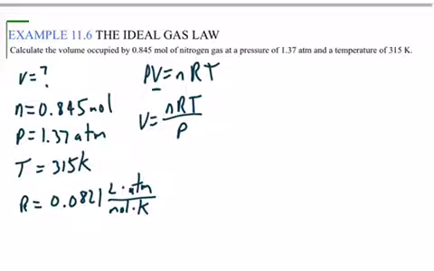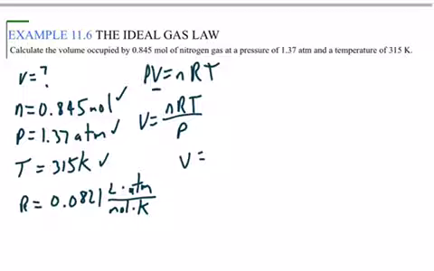Now, before we plug in numbers, let's do a quick check. Is the moles already in moles? Well, the answer is yes. Is the pressure in atm? Yes. Is the temperature in Kelvin? Yes. So we answered yes to all those questions. So we're ready to substitute the numbers into the equation. So let's solve for V here.